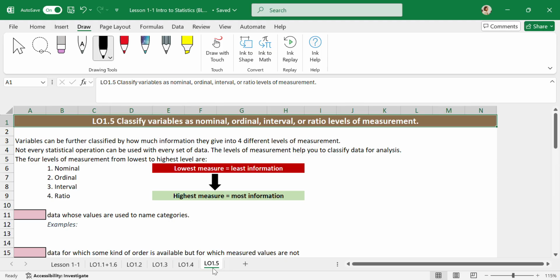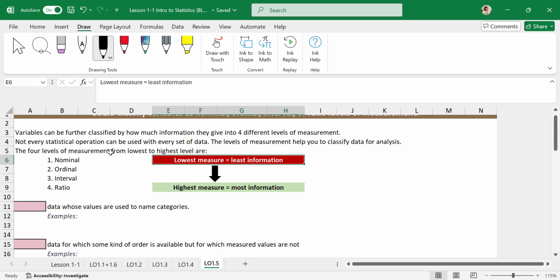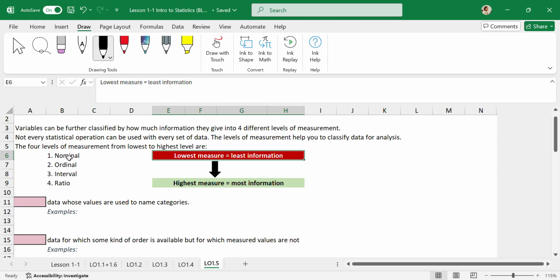So being able to classify according to these 4 different levels of measurement will help you to know what type of analysis you can do. So the 4 levels of measurement are called nominal, ordinal, interval, and ratio. We're going to go through them one by one. Nominal gives you the least information and is the lowest level of measurement. And then you progress through the scale until you get to ratio, which is the highest measurement that has the most information.